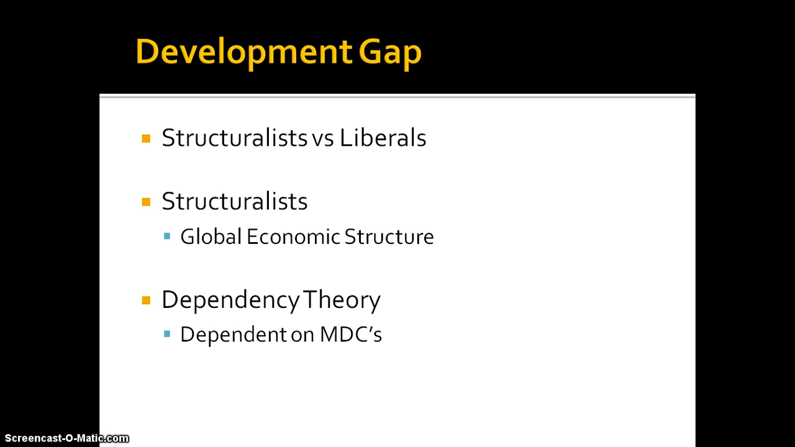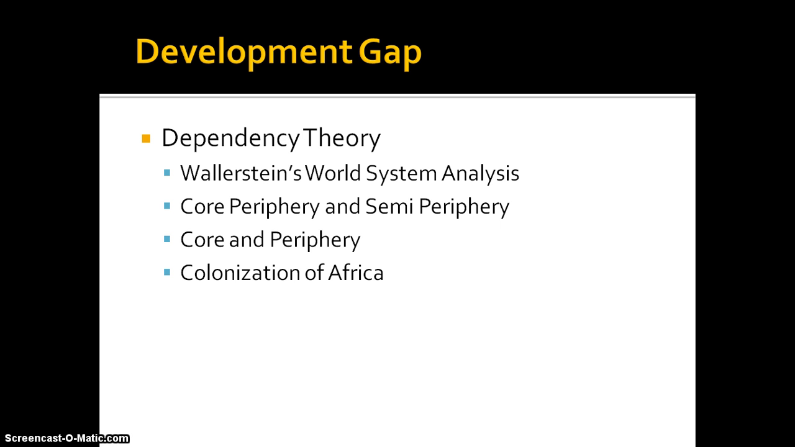So the structuralists, again, let me rephrase this. The structuralists believe that this global economy was created by the more developed countries, and therefore it is stacked in favor of the more developed countries. And so the more developed countries want to keep the less developed countries poor in order for them to maintain their dominance within the global economic structure. And again, they use the dependency theory to explain this whole concept, this whole idea.